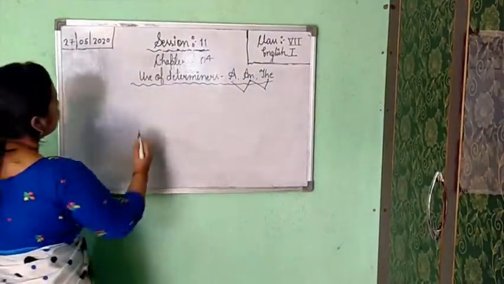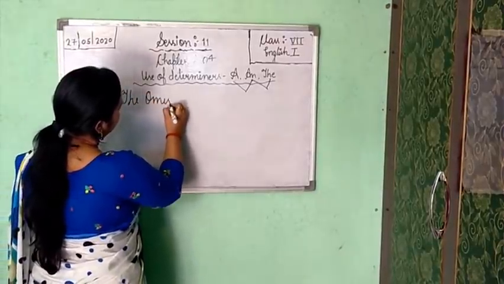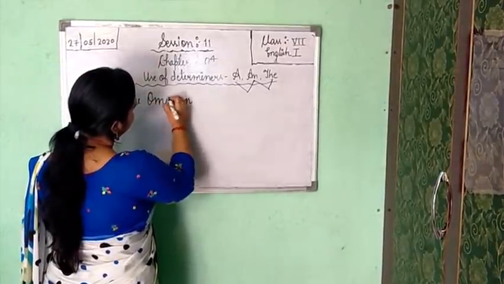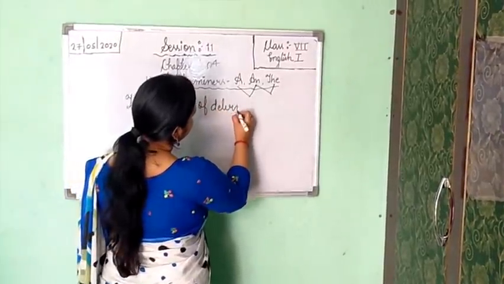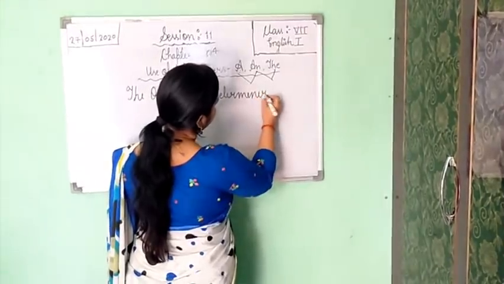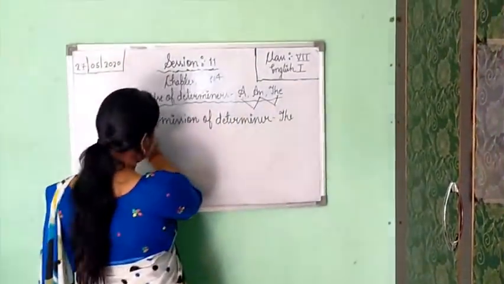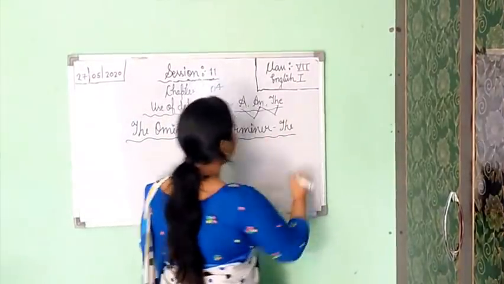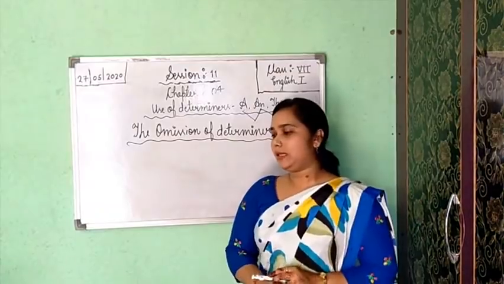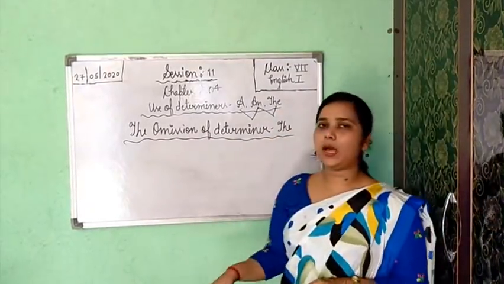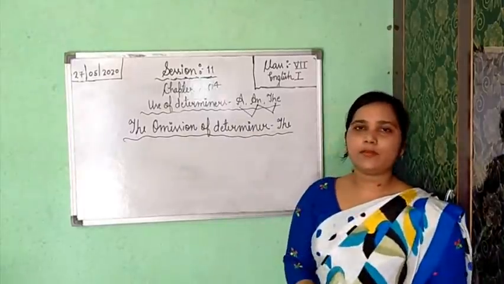This point is the omission of determiner "the", where you will not use "the". In some cases, some students, some people use "the", but according to grammar there is no need to use "the". Now see where.